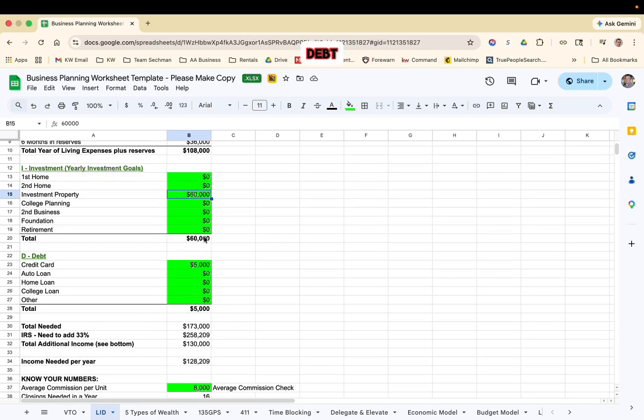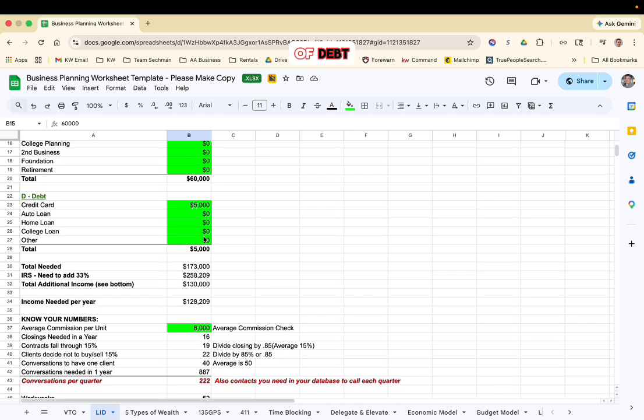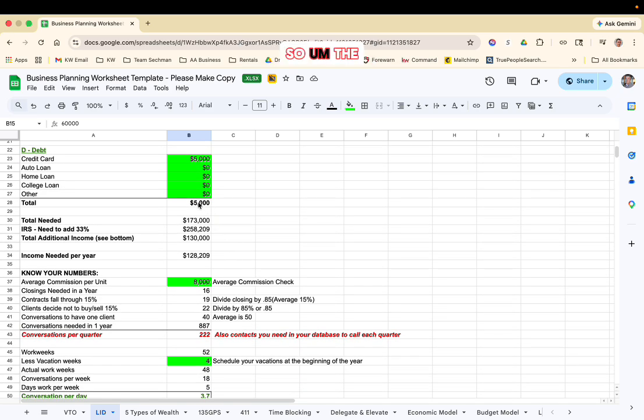And then we're going to look at debt. Debt would be any type of debt that you would like to pay off in the next year. This can be credit card debt, it can be auto loan debt, it can be a home loan, it can be college loans, whatever that may be. You're going to go ahead and plug your number in here. So you'll see that this person plugged in $5,000 for credit card debt. Then we see that our $5,000 total is here. So the total needed, calculated up from all three of the LID columns, gave us $173,000.